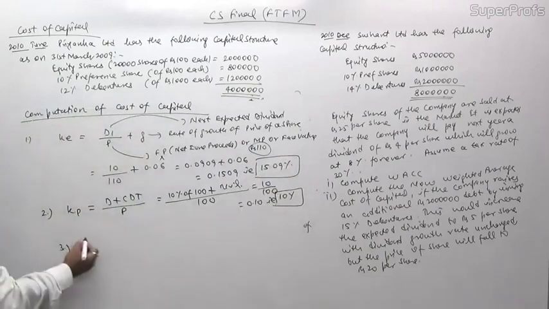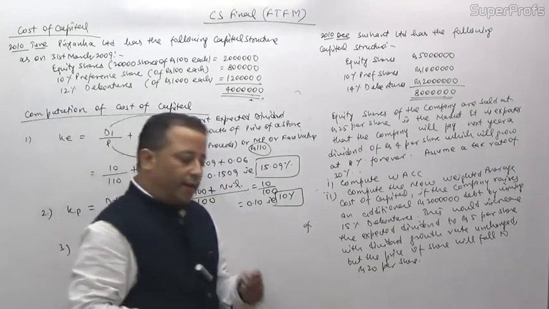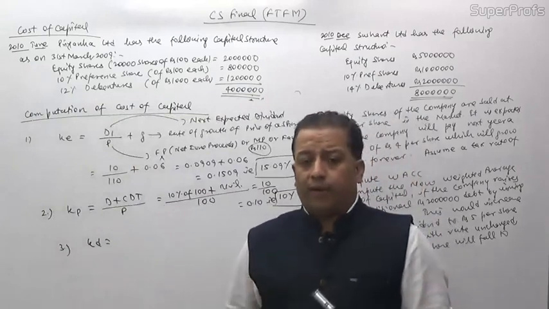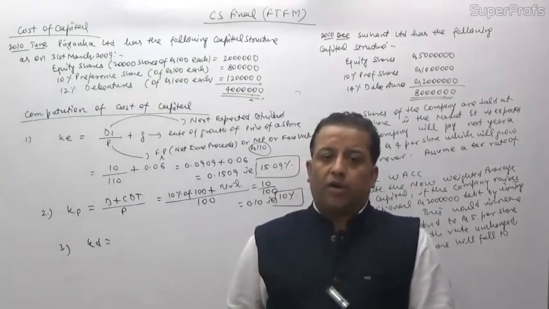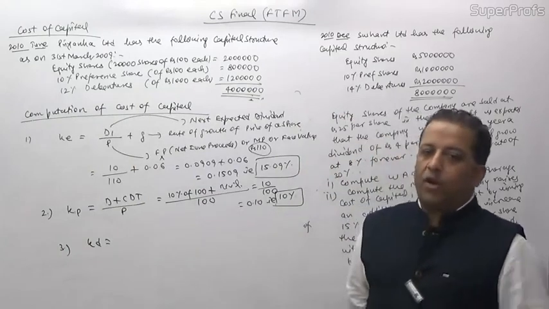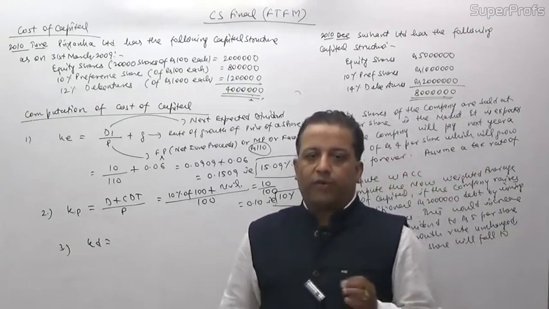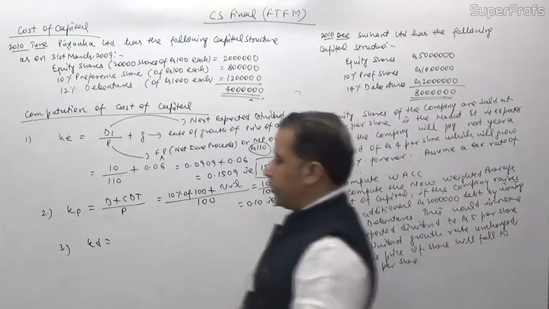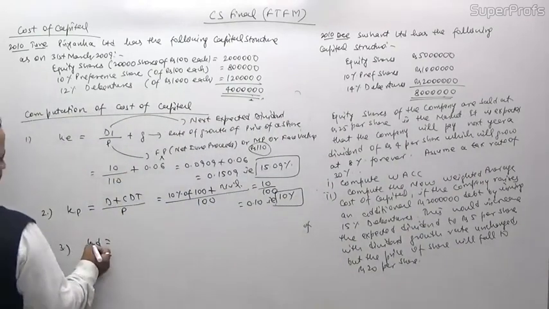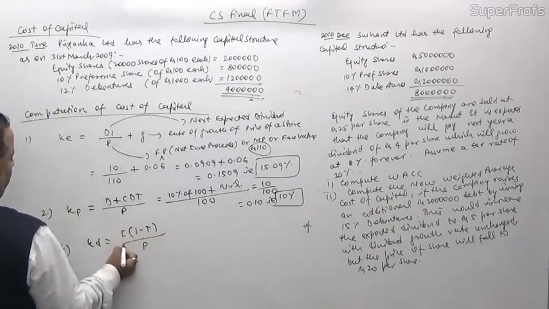Number 3, the cost of debt. There are two types of debt. One is redeemable and the other one is non-redeemable. No information regarding redemption of debentures is provided in the question. So the cost of non-redeemable debt is equal to I(1 minus T) divided by P.